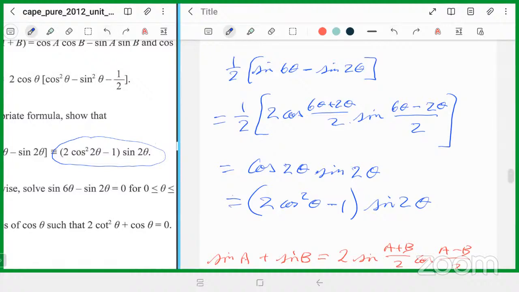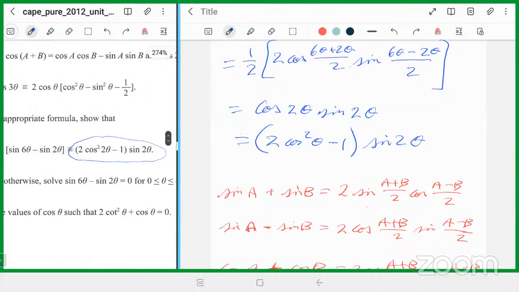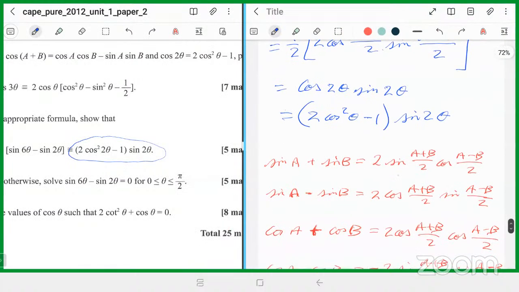When you know your trig identities, these things are easy, but you have to learn them and have them in your head. I'm writing this out of my head, and I'm not looking at anything. All of that is coming out of my head.